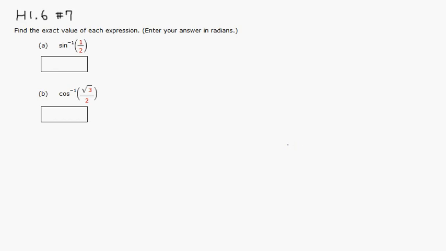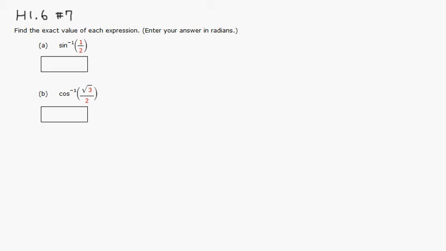Alright, let's go over homework 1.6, number 7. For part A, we want to find the value of arcsine of 1/2. Inverse functions are usually more complicated than the original function.